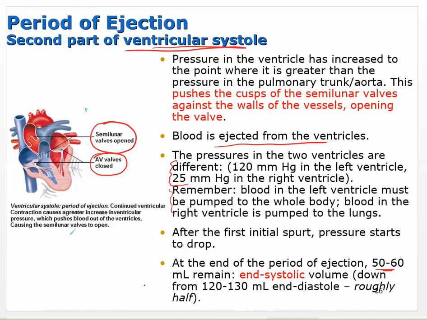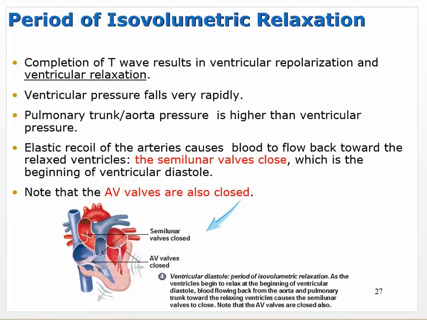About half has been ejected out. Now that remainder is a reserve. So if you're exercising a whole lot, you might actually squeeze all of that out during activity. Okay, so now we have a period of isovolumetric relaxation.